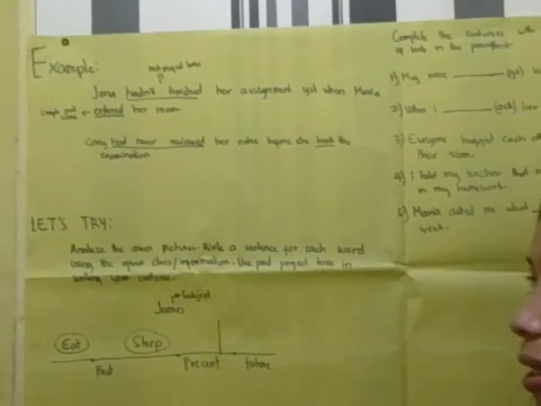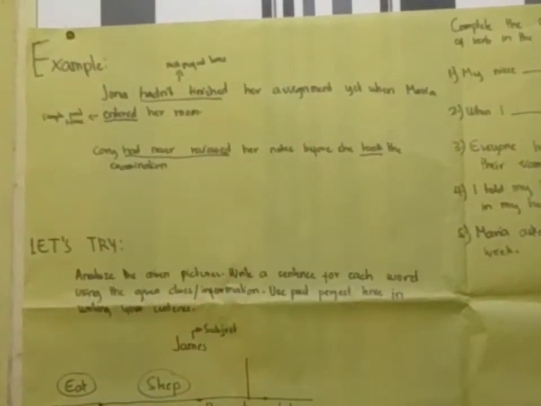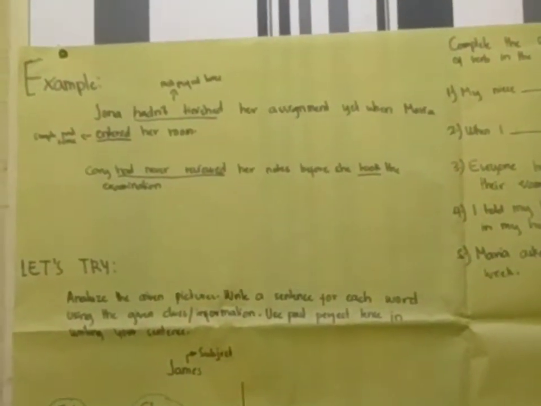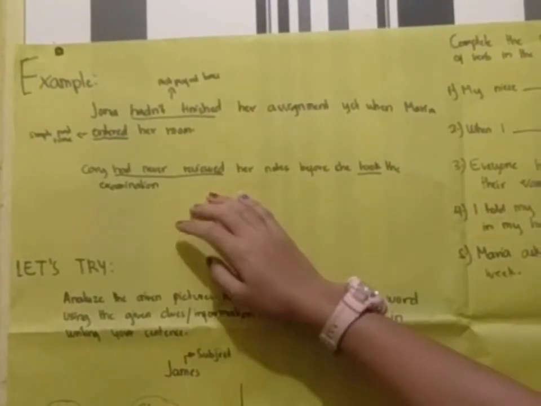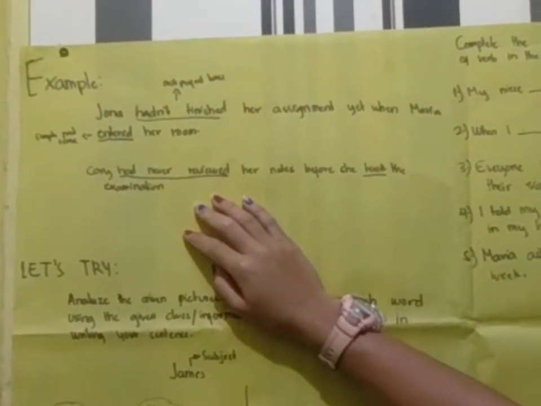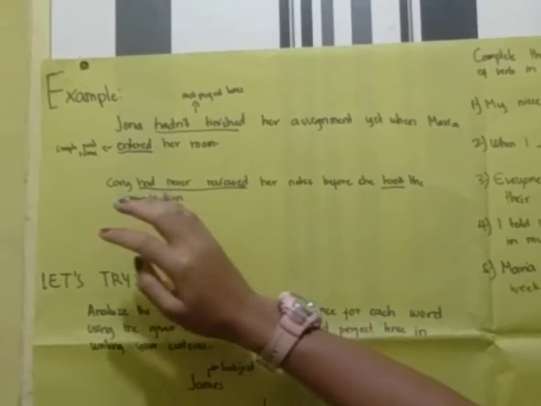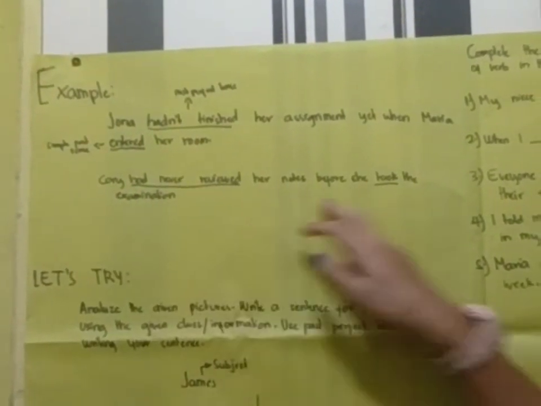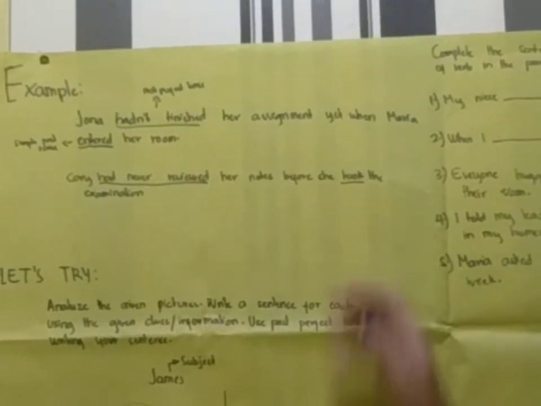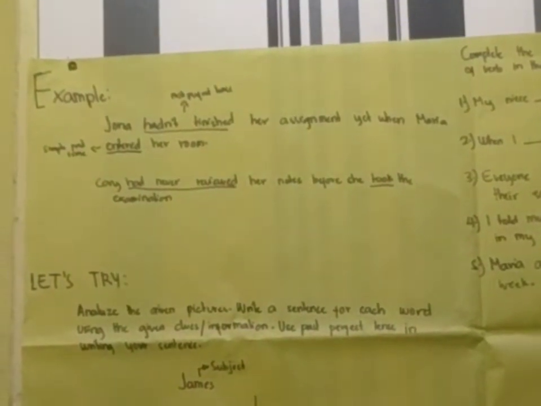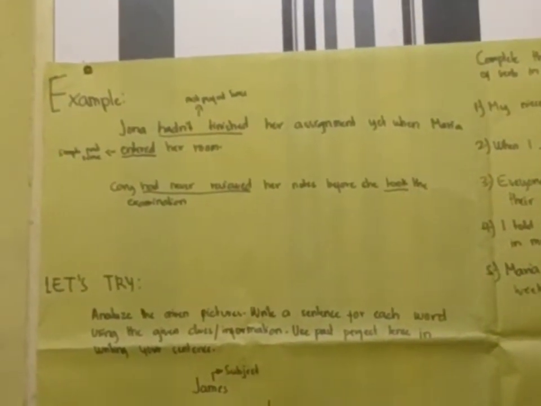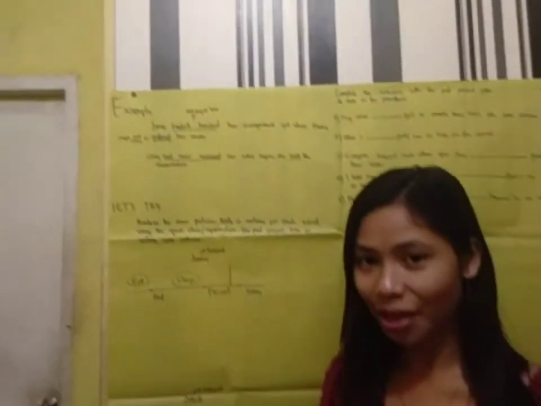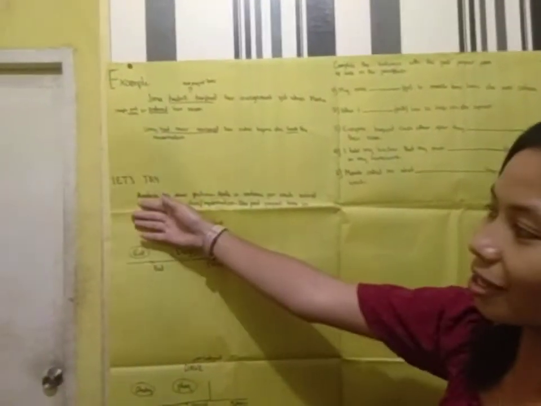Okay, another one: Corey had never reviewed her notes before she took the examination. So in here, we have two past actions, had never reviewed and took. In the given example we have used had and never to indicate the relation in our sentence. Okay, so did you get it? Okay, great.